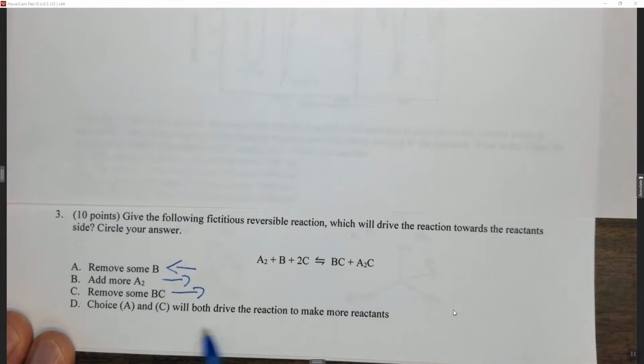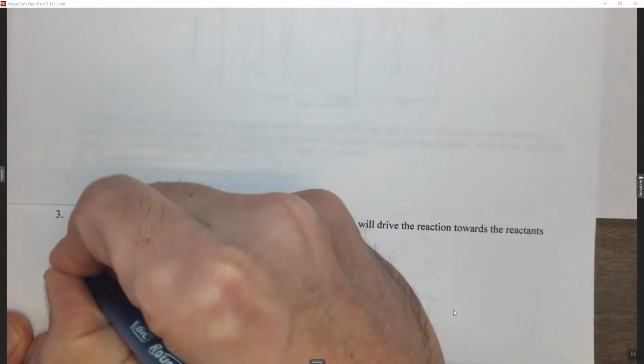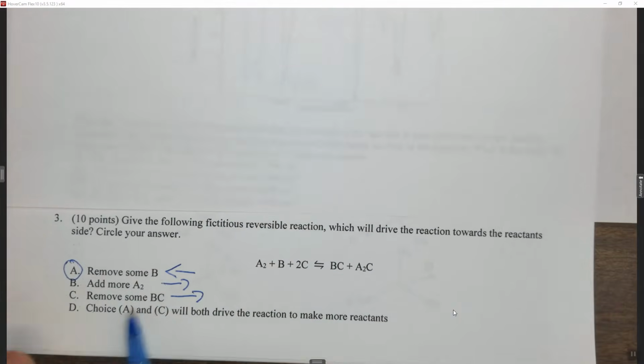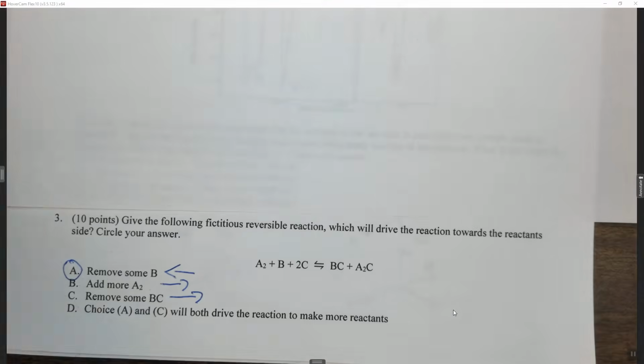Then this says both A and C will drive the reaction to make more reactants. It asks us which one will drive it towards the reactants. So the only one that will drive it towards the reactants is to remove some B. The other two, as we discussed, will drive it towards the products.